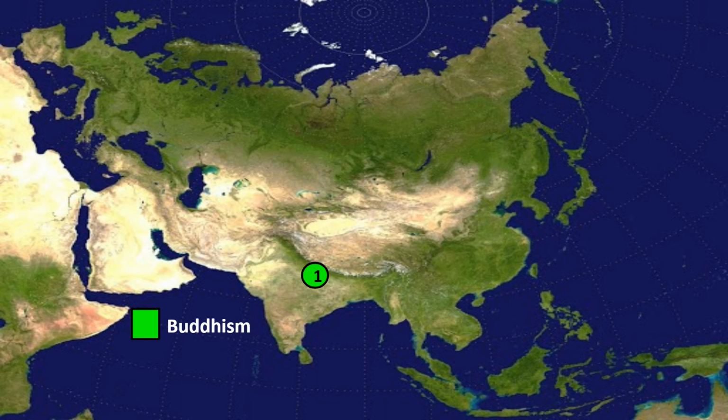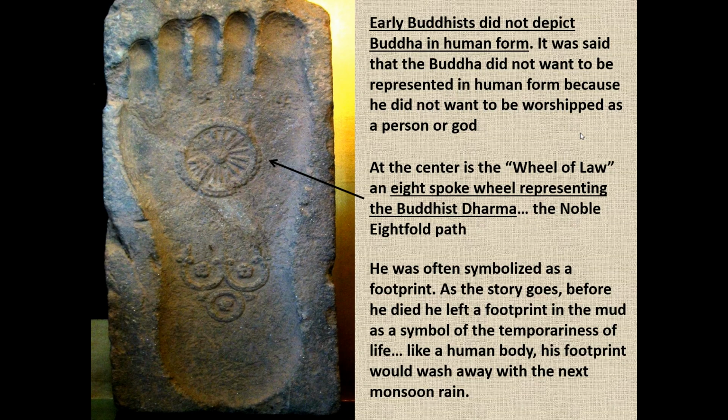Buddhist writers also influenced Chinese literature by writing in the vernacular rather than the formal language of Confucian scholars, a practice that became widespread. Early Buddhists did not depict Buddha in any human form. It was said that Buddha did not want to be represented in human form because he did not want to be worshipped as a person or a god.